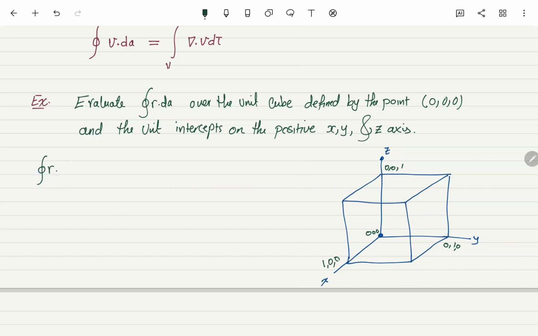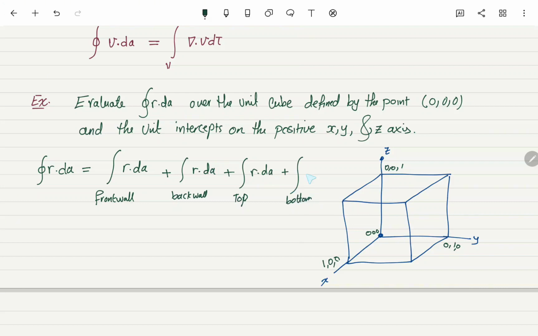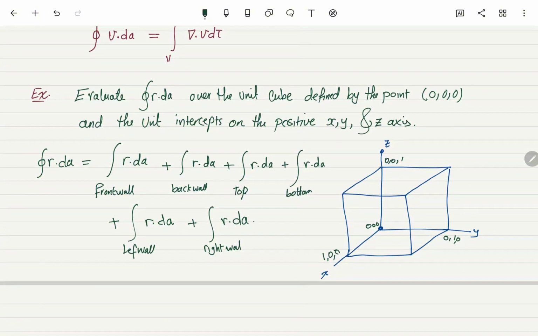So let's start with them. The integration over the surface of r dot d area is equal to the integration of r dot d area over the front wall, plus the integration over the back wall, same thing, r dot d area, plus the integration over the top wall, r dot d area, plus the integration over the bottom wall, r dot d area, plus r dot d area, plus the integration over the right wall, r dot d area. Now let's start with them one by one.